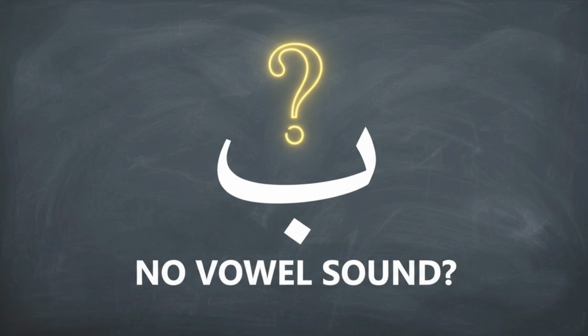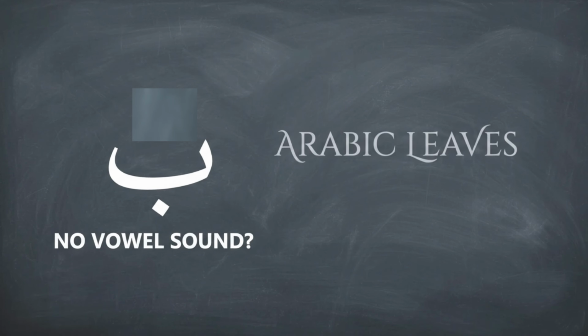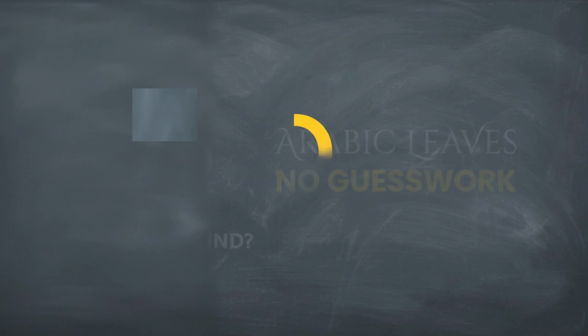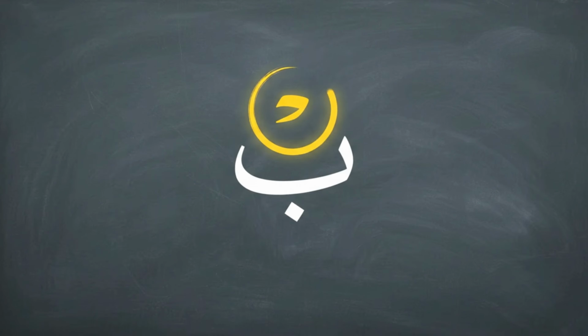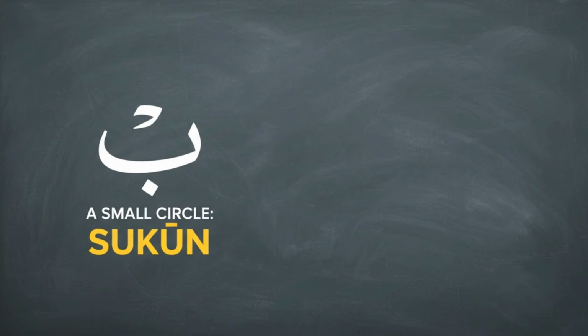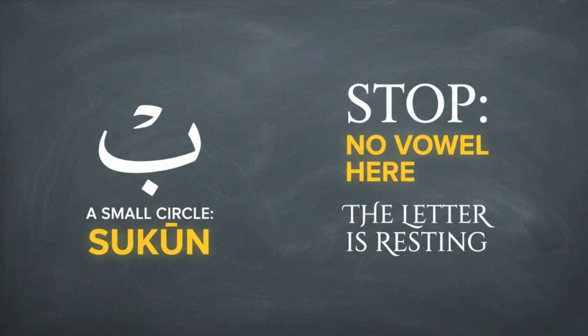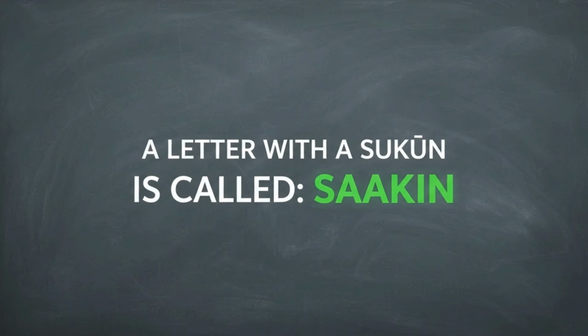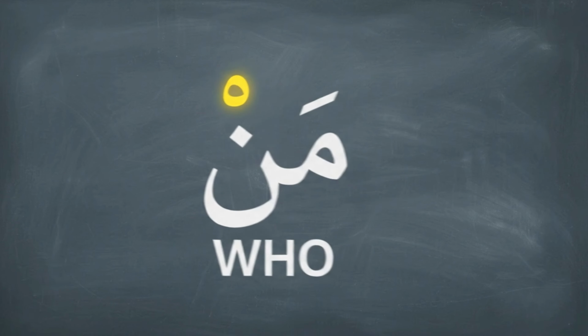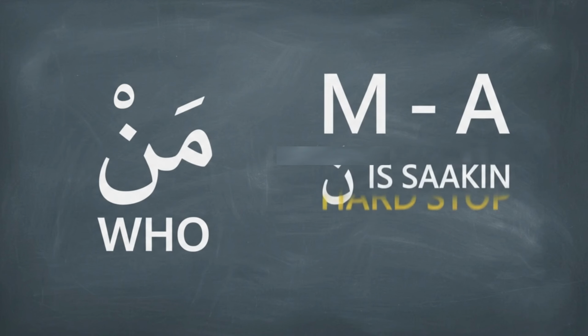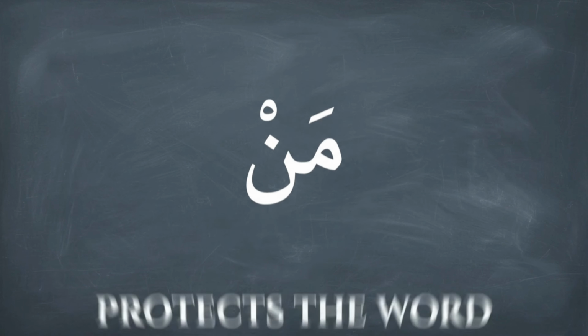Now, what if a letter makes no vowel sound at all? Arabic doesn't leave that to guesswork. It marks it. This small circle is a sukun. It means stop. No vowel here. The letter is resting. When a letter carries a sukun, we call that letter sakin. Men, who. M-A, then the N just sits there sakin. No vowel, hard stop. Men. The sukun protects the word.